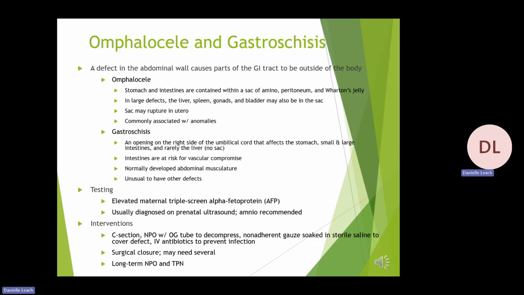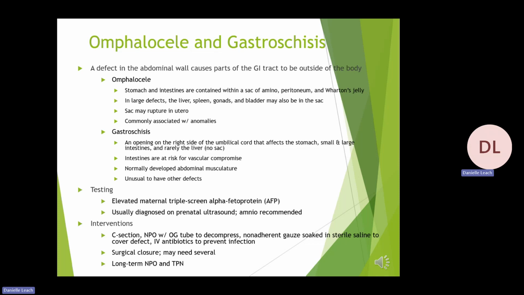Gastroschisis is on the right side of the umbilical cord and affects the stomach and the small and large intestines, and rarely the liver. With this one, there is no sac. Whatever organs are outside of the body are literally just laying on the baby's stomach. There are pictures of these on the next slide. This one looks more like the baby was eviscerated in some sort of traumatic accident. But it's unusual for the baby to have any other defects. Usually it's just the gastroschisis. They don't have syndromes or anything like that.